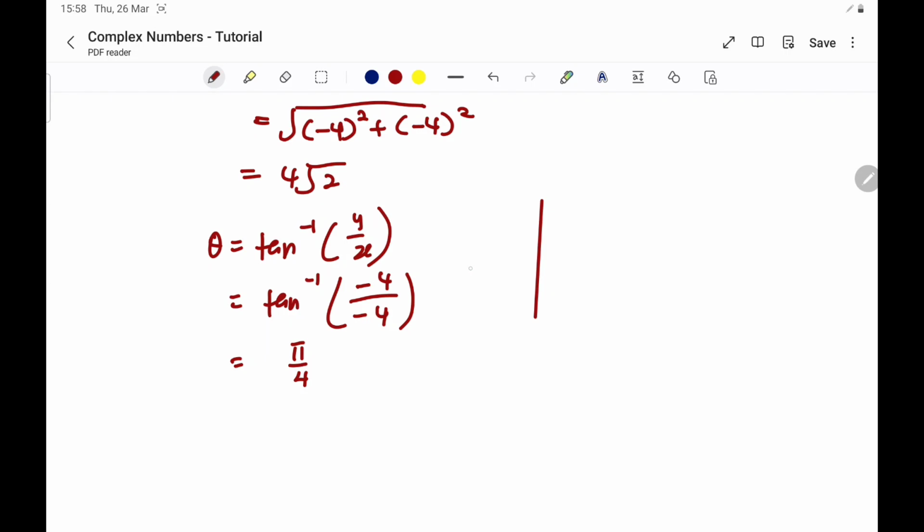But then here you have to identify where the angle is located. So negative 4 should be around here. When x is equal to negative 4, y is equal to negative 4, it is here. So the point that you have should be here. Now, pi over 4 that you get here is actually this one.